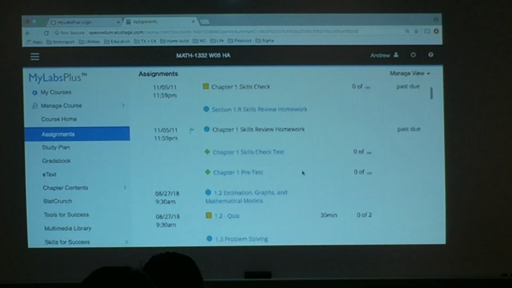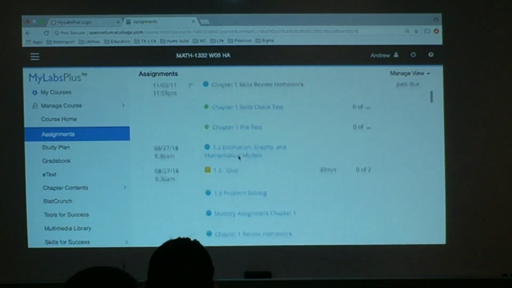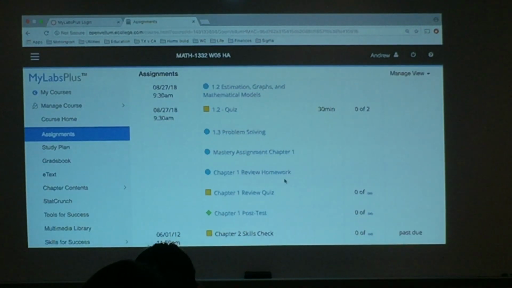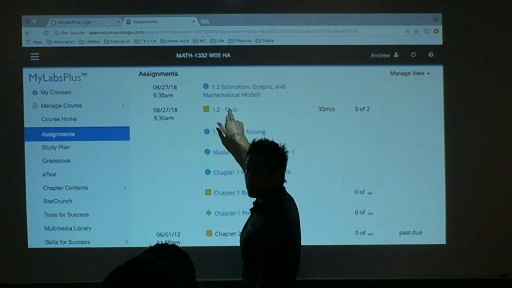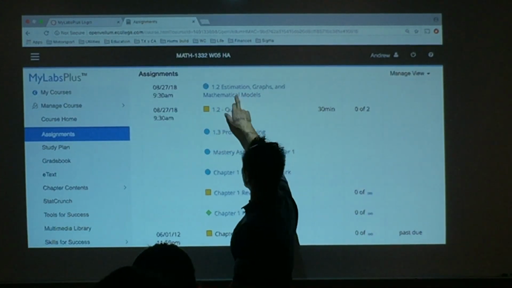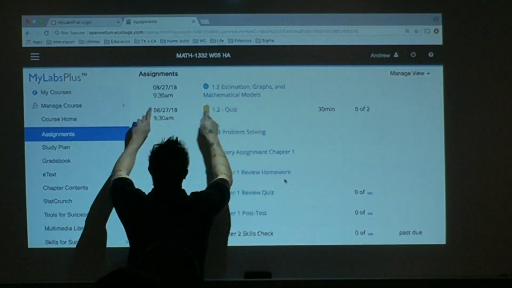So if you scroll down, you can see all this stuff that has nothing to do with section 1.2, until we get to, look at that. There's section 1.2. There's the homework and there's the quiz. Does that make sense? Okay? There's the homework, there's the quiz, and look, here's the due date.